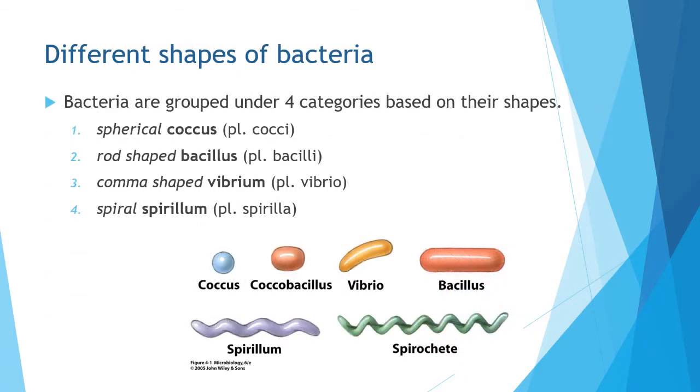Now, different bacteria can be grouped under 4 categories based on their shapes. They are spherical coccus, rod-shaped bacillus, comma-shaped vibrio, and spiral-shaped spirillum.